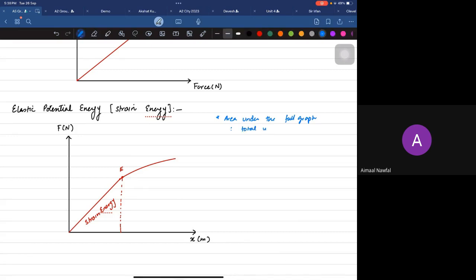All right. Just remember that the area under the triangle section is strain energy, because this energy is something that can cause the object to come back to its original shape. So this is something we need to remember. This energy will be equal to half times force times extension. You guys get it?